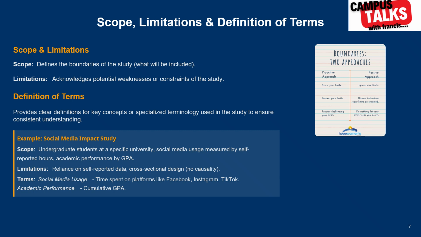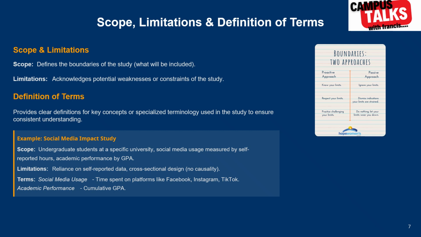So once again, we'll look at that later. Now, scope defines the boundaries of the study. What will be included? Limitation acknowledges potential weaknesses or constraints of the study. Now, definition of terms provides clear definitions for key concepts.